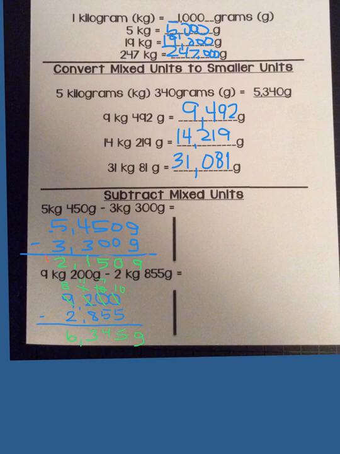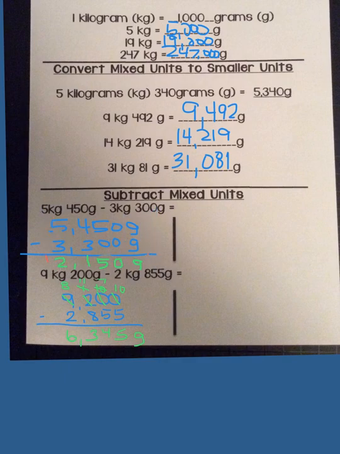All right, so if we move over to this side over here, I'm going to show you a separate way to subtract. Notice that we've got 5 kilograms, 450 grams, minus 3 kilograms, 300 grams. Now, we could subtract grams minus grams because those are the same. Remember we talked about apples minus apples. You can do that. You can't do apples minus oranges. So we could do grams minus grams and kilograms minus kilograms.